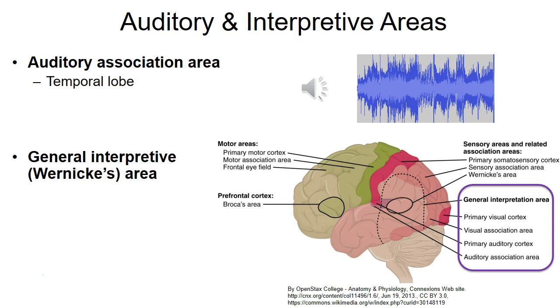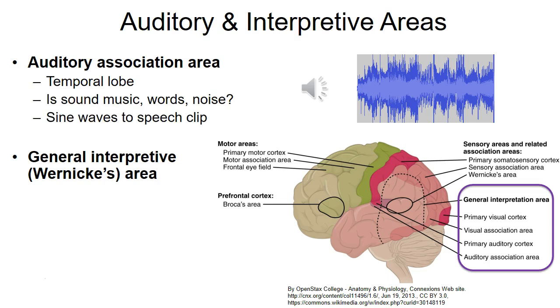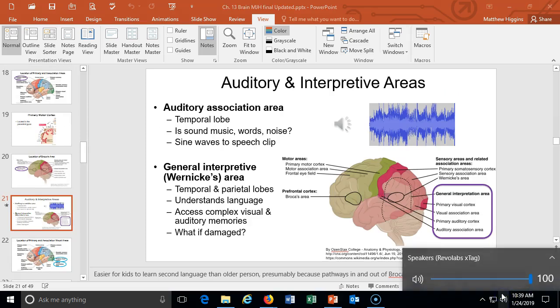All right. In order to understand speech, we have our auditory association area taking the sound information that's coming in from our ears and helping us decide, is that speech, is that music, what is it? Let's see if this plays.